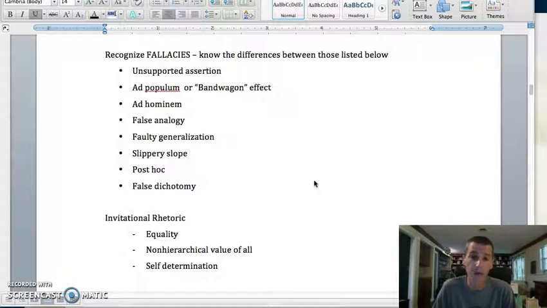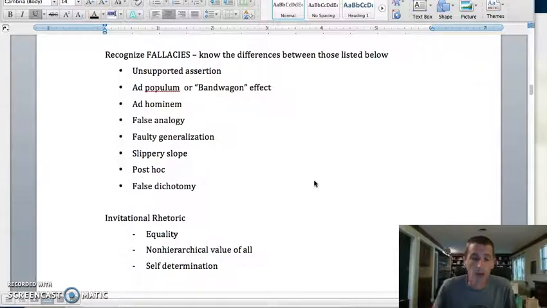All right, so a fallacy is a mistake in reasoning. There's lots of fallacies out there. However, the ones you need to know for the final are these 8 that were covered in chapter 16. So let's take a look at them. An unsupported assertion. This is simply a claim that's being made without any evidence to back it up.